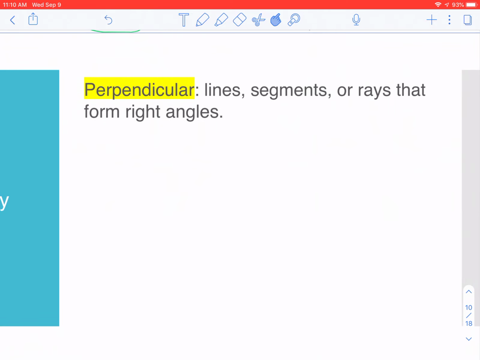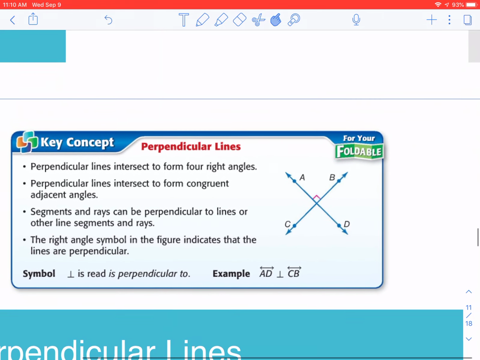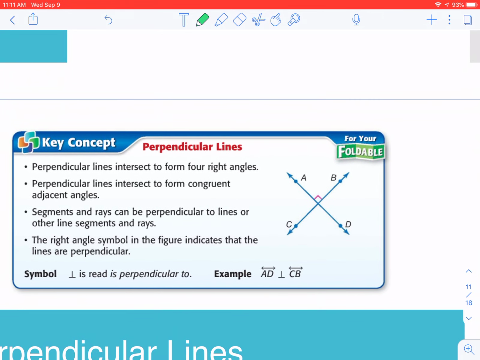All right, perpendicular is two lines that form a right angle. So perpendicular is a term you're going to need to know. This is the picture right here. This is the symbol down here. So two lines that cross, they're vertical angles, but every angle in the middle here is 90. That is a perpendicular line.